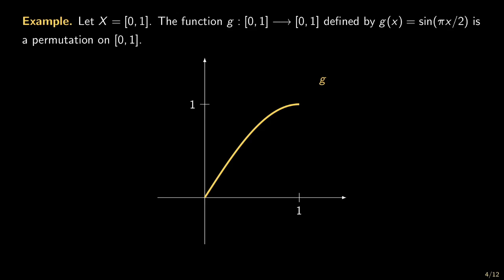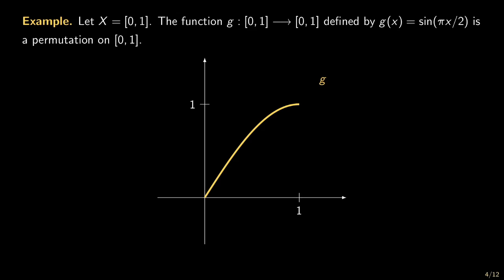I've shown you here the graph of g on the interval from 0 to 1. As you can see, the range or the image is also the interval from 0 to 1. Why is this a permutation? Because it's clearly 1 to 1. It passes the horizontal line test. Second, it's onto because the range is the entire interval from 0 to 1.